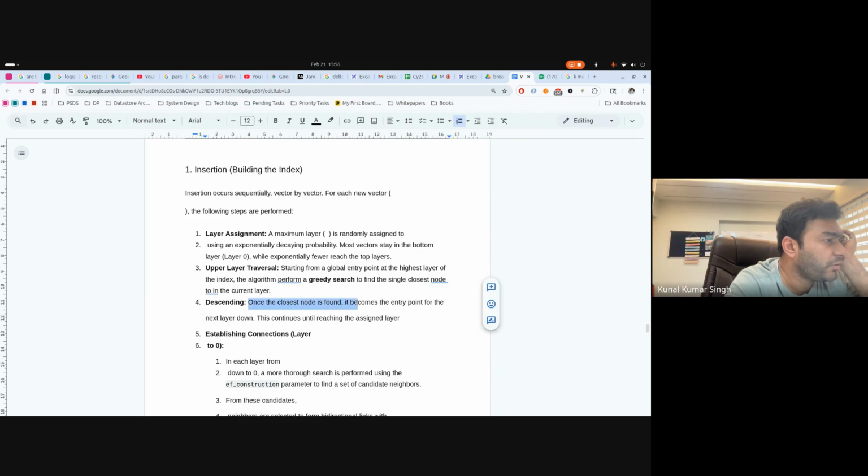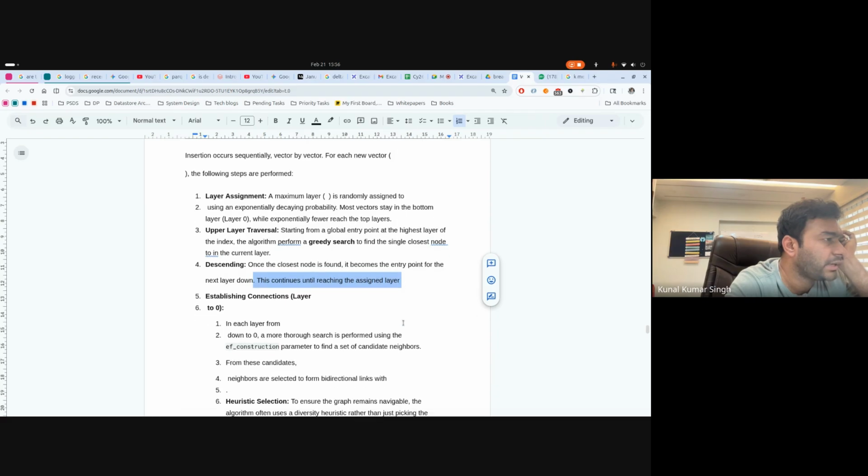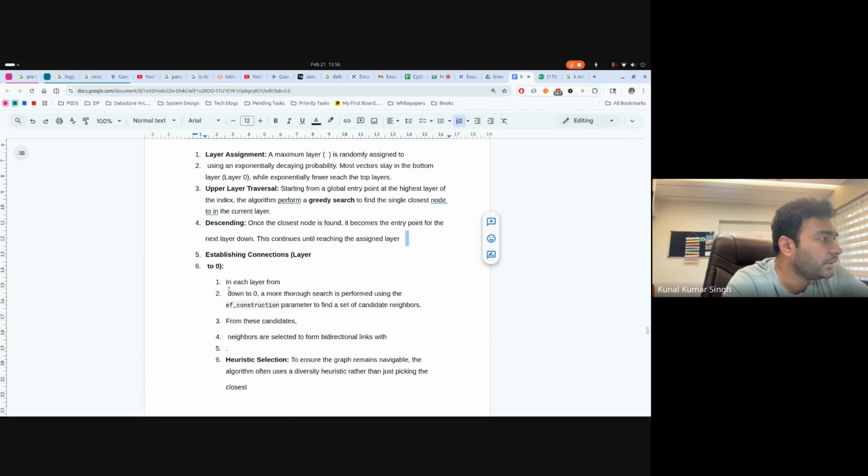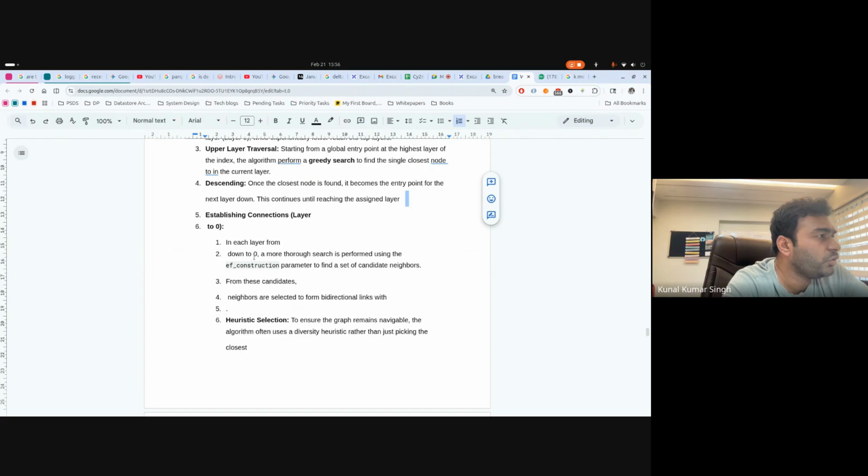Once the closest node is found, it becomes the entry point for the next layer down. This continues until it reaches the assigned layer, the layer that we chose at step 1. Once it reaches that layer, till that point it will continue finding using greedy, right? So in each layer down to 0, a more thorough search is performed using the EF construction parameter to find a set of candidate neighbors.